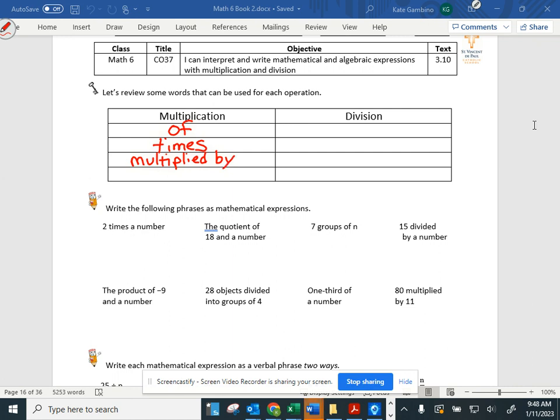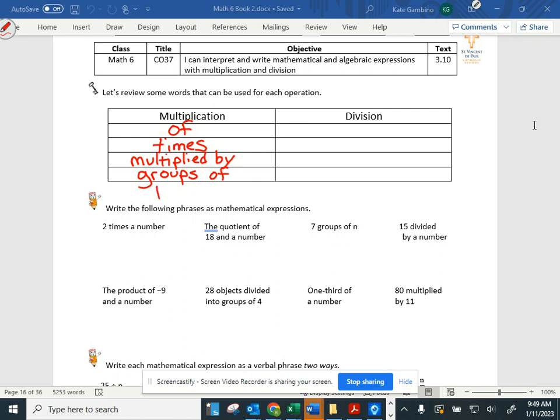Not doubling. Doubling does mean you multiply, but you multiply by 2. So we're looking at generic multiplication words, not specific ones. But we do know that if we double something, we are multiplying the number by itself. James? Like groups? Groups of. Yep. If we have groups of things, we know we are multiplying. Groups of 5, we multiply by 5.